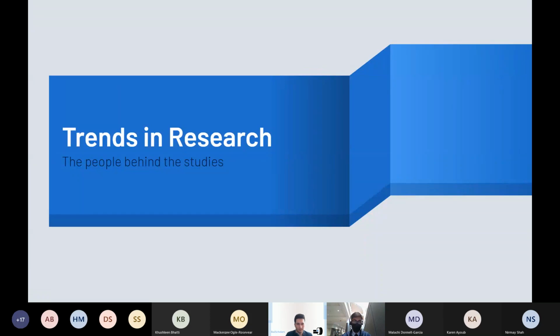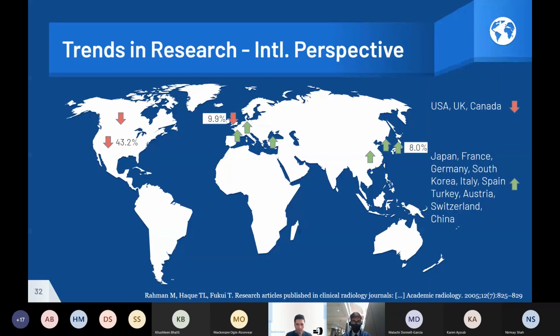So the last thing I want to talk about in trends in research is the people behind the studies. These are the researchers and where they come from, who they are, and how that's changed over time. Talking about an international perspective, historically, we've seen that North America and Europe have been the hubs for radiology research. That's just because technology was widely available to researchers. But recently, we've seen a downward trend in Canada, the US, and the UK in the amount of radiology research being output to the world. Which is concerning, but it's heartening to see everyone here today, and hopefully we can change this trend, at least in Canada, back up and have more research being published here.